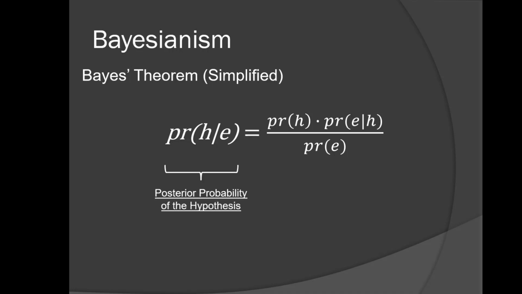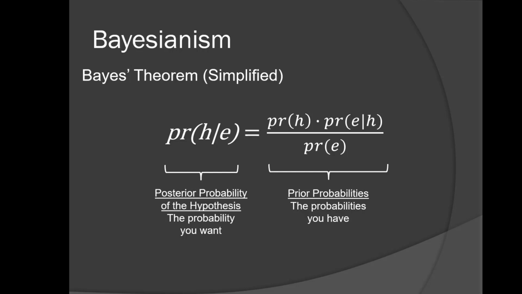This expression on the left is called the posterior probability of the hypothesis. It's a measure of the probability of the hypothesis after the evidence has rolled in, and it represents the impact of the evidence on the probability of the hypothesis. That's the probability that we want. On the right-hand side of the equation are the priors, or the prior probabilities. These are the probabilities we have.